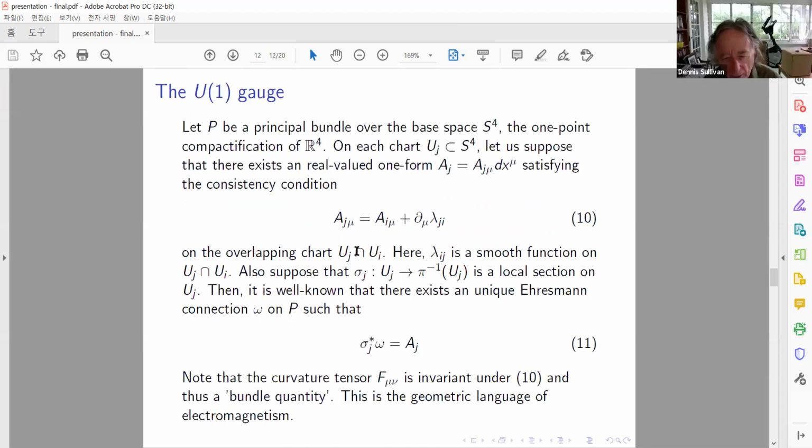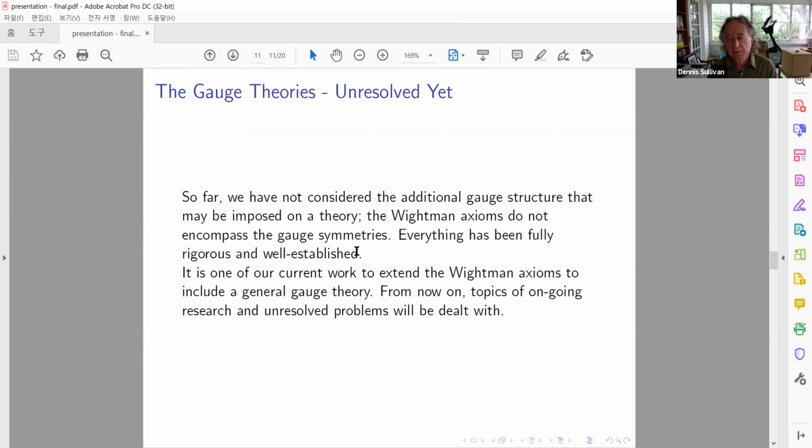You mean from now on in the lecture or from now on in your research project? I'm still on the lecture, but some of the unresolved problems will also be presented. Okay. Still the main contents are very standard quantum field theory.